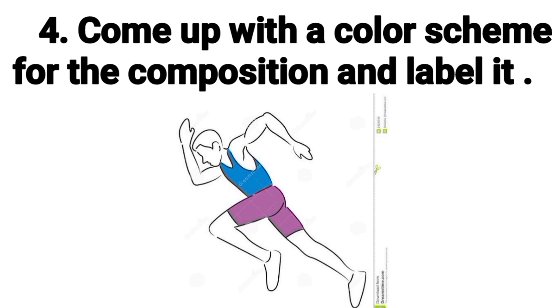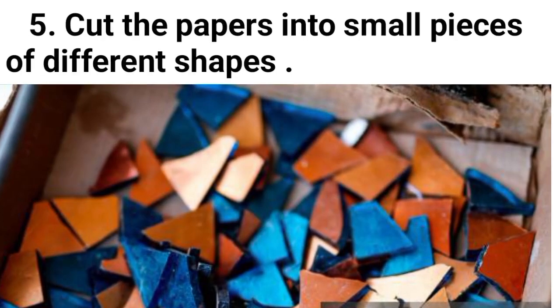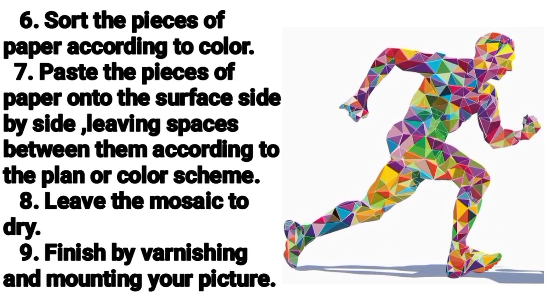Then point number 5, cut the papers into small pieces of different shapes. So you cut the tesserae, the papers, into small pieces of different shapes. Then sort the pieces of paper according to color. Then you paste the pieces of paper onto the surface side by side, leaving spaces between them according to the plan or color scheme you have selected.